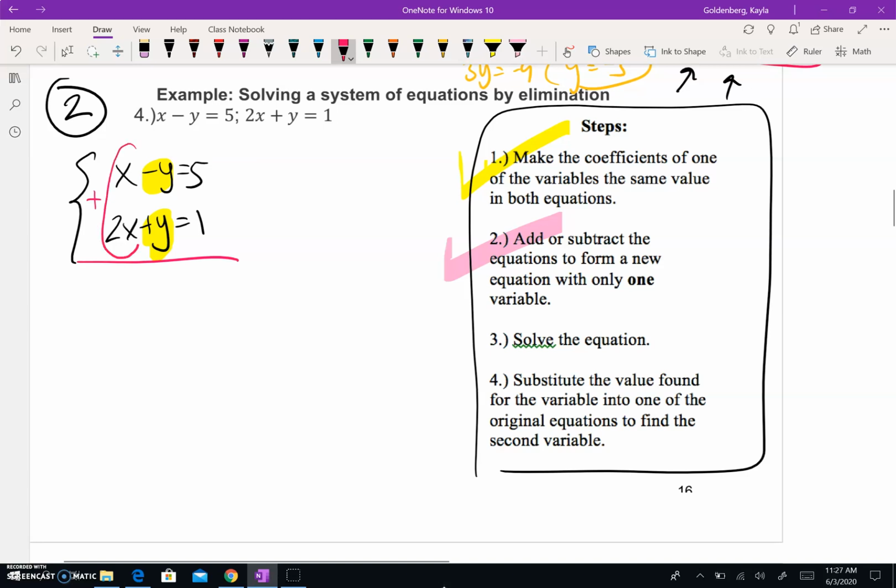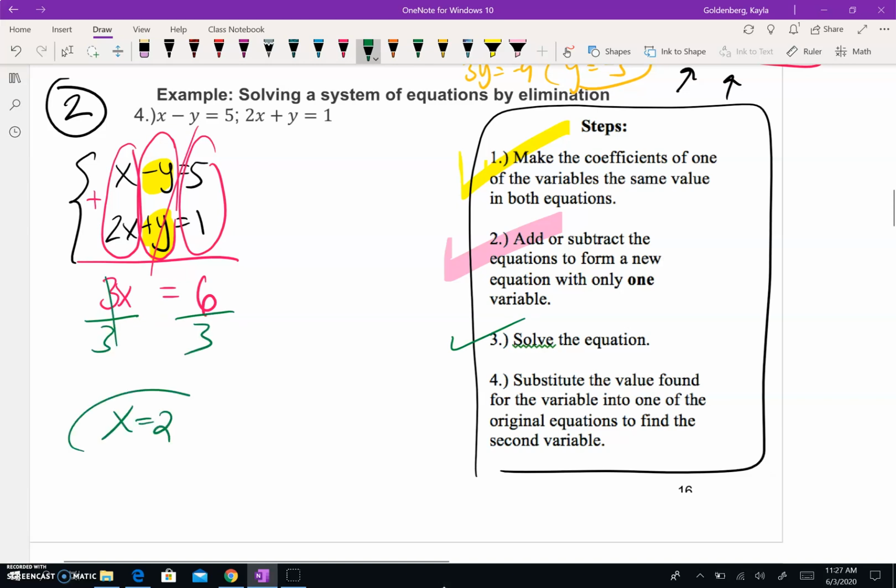So 2x's plus 1x is 3x's. Notice this is a positive 1y and a negative 1y, those cancel out. Is equal to 5 and 1 makes 6. So this is saying that 3x's is equal to 6. And now I can solve. I'm going to try and solve in a different color so you can see my steps. So solving, I'll make green, divide by 3, and x is equal to 2.